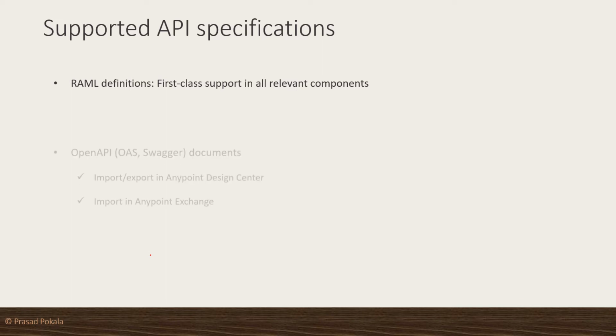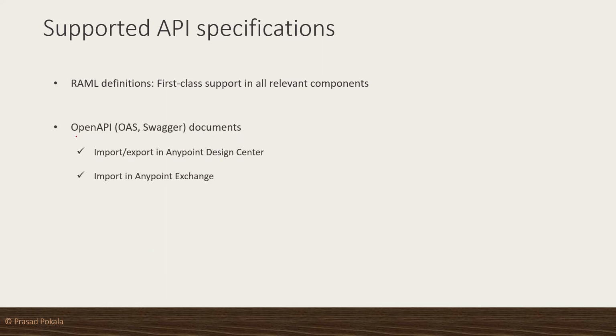Then the second specification supported is Open API, also called OAS, Open API Spec or Swagger. These Open API documents are also supported. We can import or export such Open API specifications in the Anypoint Design Center, or we can also import them in Anypoint Exchange as well. And the third API specification is WSDL documents, which are SOAP, right? We can import such documents in the Anypoint Exchange.